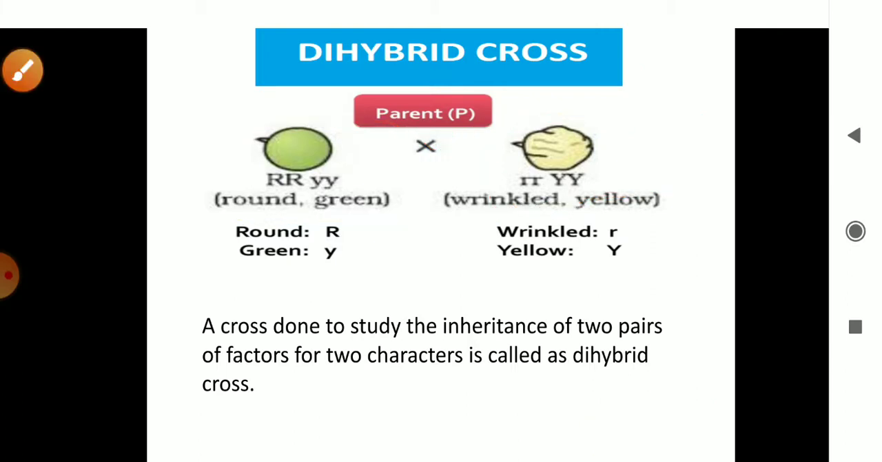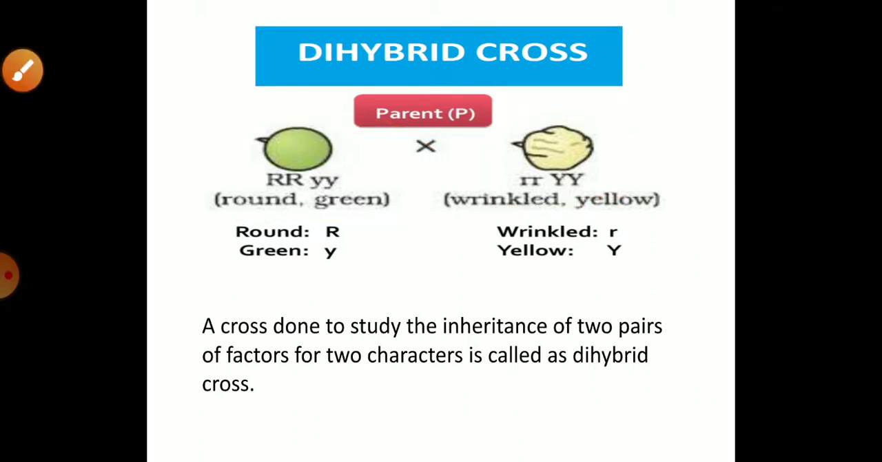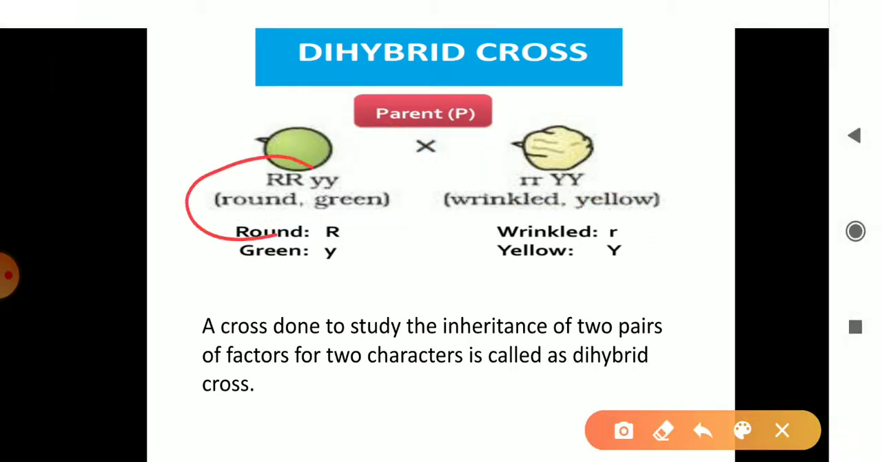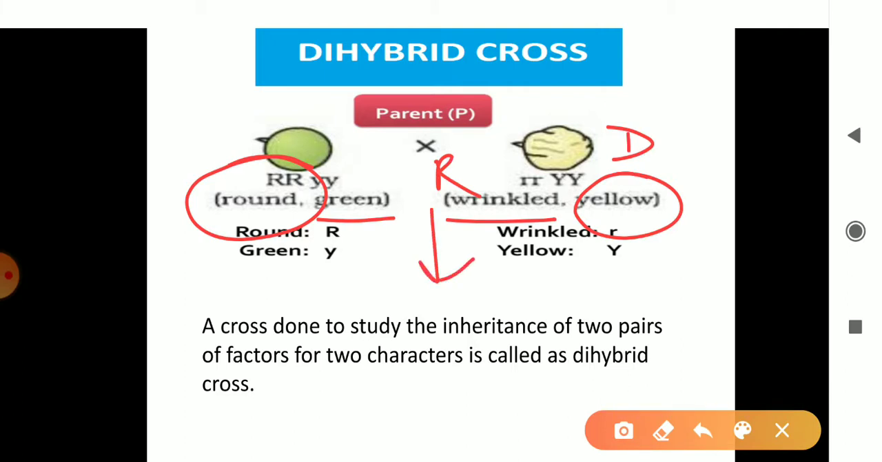So when he crossed these, as you all know, the round shape and the yellow color are dominant traits, whereas green and wrinkled are recessive traits. So the next generation, as Mendel also thought, because he had already done his monohybrid cross and knew it quite well, the seeds that will be produced will be round and yellow.